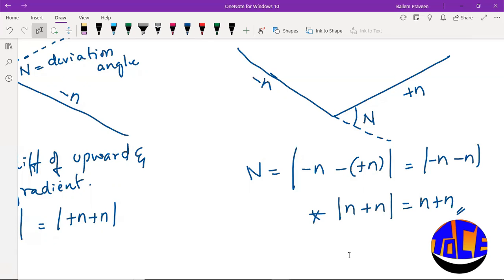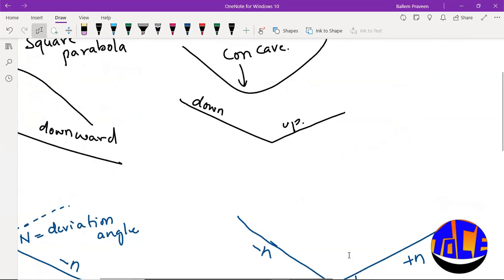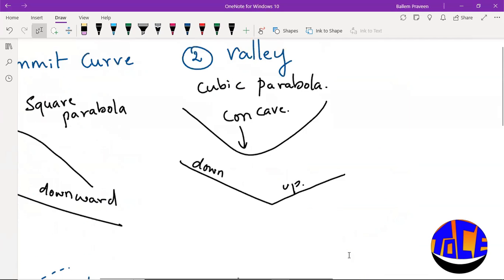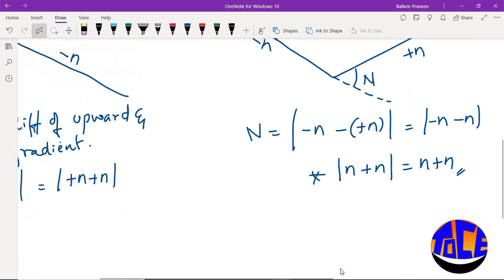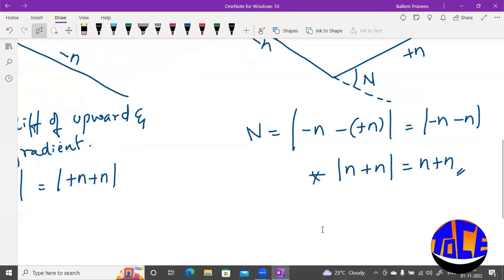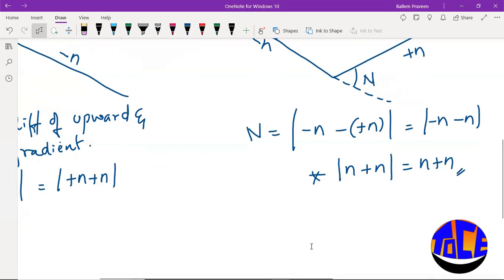So whether it is a valley curve or summit curve, if the downward gradient is meeting the upward gradient or the upward gradient is meeting the downward gradient, the n value, or difference in gradient, or deviation angle, will be the same, n plus n. So you can simply add both the gradients.